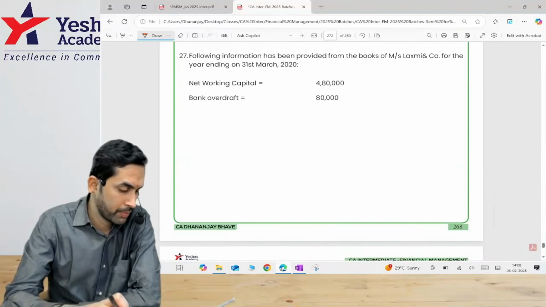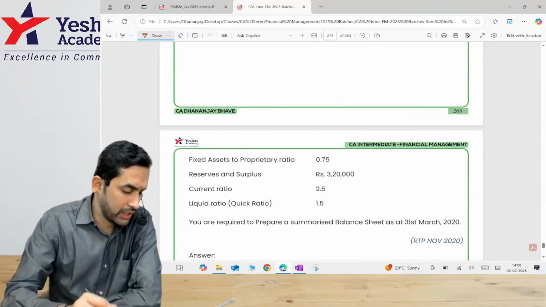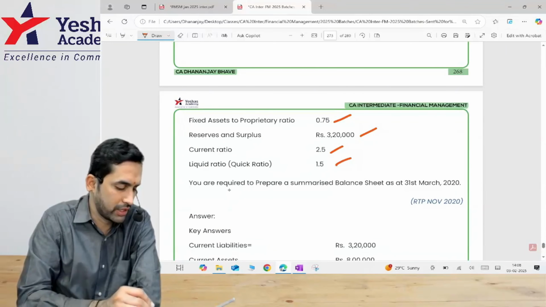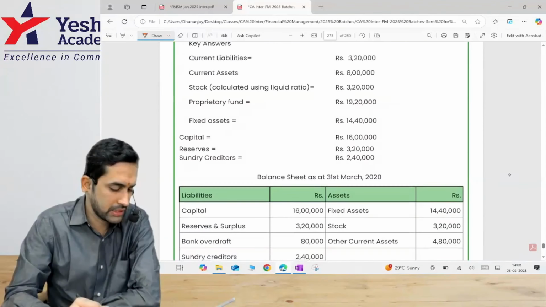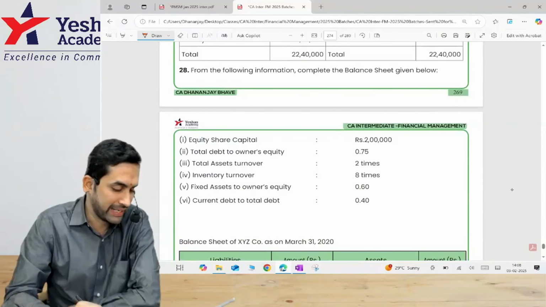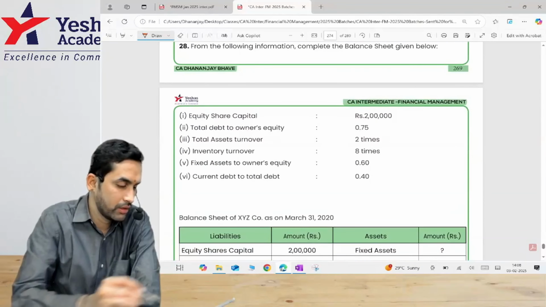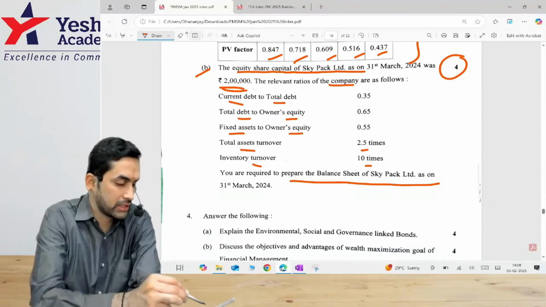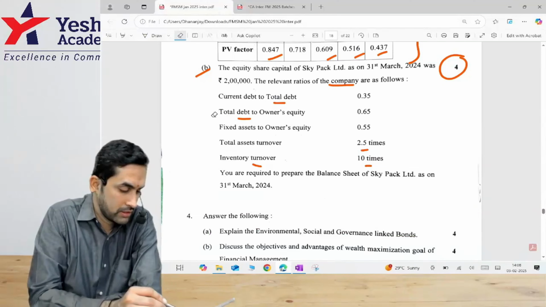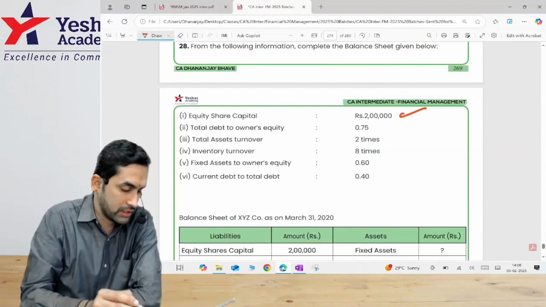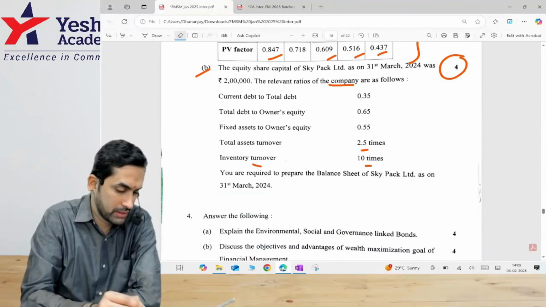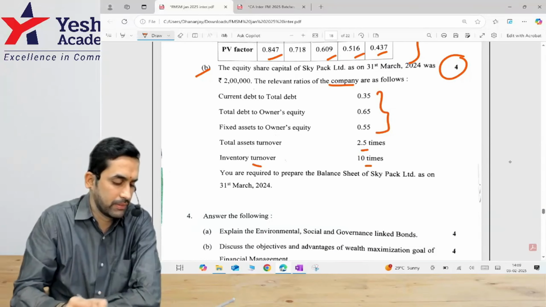Yeah. Net working capital, bank OD, fixed asset to owners, proprietary fund, reserves and surplus, current ratio, liquid ratio. You are required to prepare a summarized balance sheet. Yeah, next question actually, 269, same page, 28th one. I think this question is more or less same. Equity share capital 2 lakh. Look at this. Current debt to total debt, owner's equity, fixed asset to owner's equity, current debt. Is it almost same numbers? Yeah, just the decimals are different.